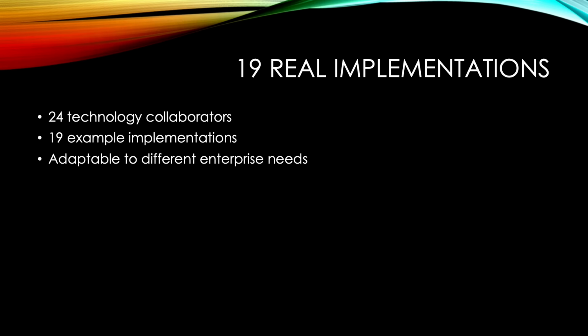To move Zero Trust from theory into practice, NIST worked with 24 technology partners to develop 19 fully implemented example architectures. Each of these demonstrates how Zero Trust principles can be applied in real-world enterprise environments using commercially available technologies. The goal was not to define a single solution, but to show that Zero Trust is adaptable across organizations of varying size, industry, and complexity.